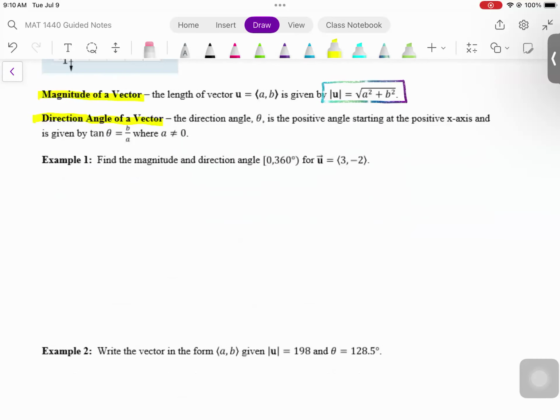Find the magnitude and direction angle on the interval of 0 to 360 degrees for the vector <3, -2>. So we're going to start by plotting this vector. (3, -2) is in our fourth quadrant, so I'm going to go ahead and set up my axes to emphasize the fourth quadrant. And I'm going to plot this endpoint just like I would plot any other ordered pair. So go along 3 on the x-axis, -2 on the y-axis, and that's the terminal point. And we can create that position vector, starting at the origin and going to that point (3, -2).